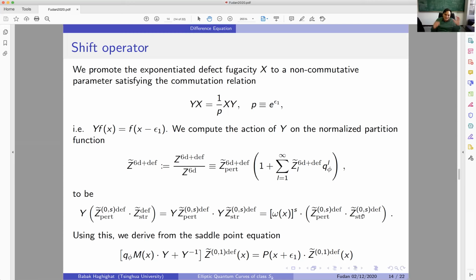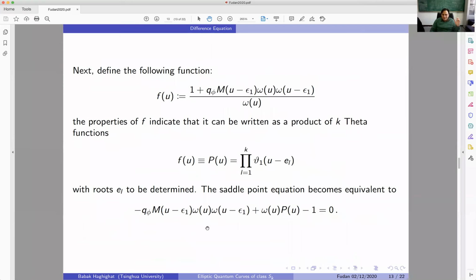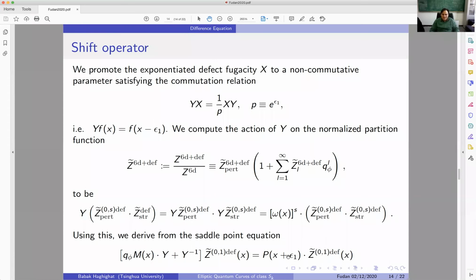So now you can take the saddle point equation and multiply it by the original defect partition function to get rid of the denominators, because omega is always a ratio. Then you can easily convince yourself that the saddle point equation is just this difference equation. So this is what you ultimately will arrive at.